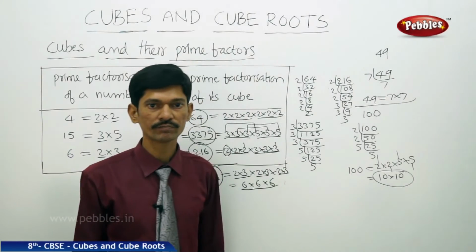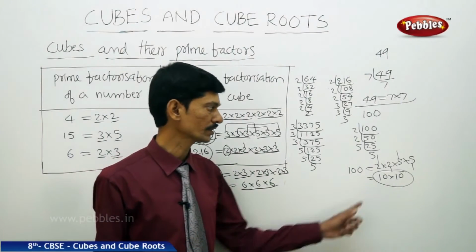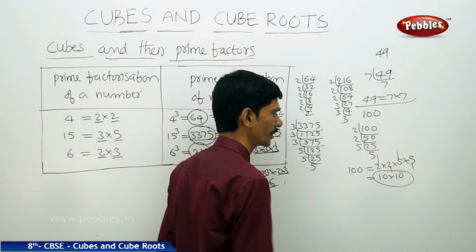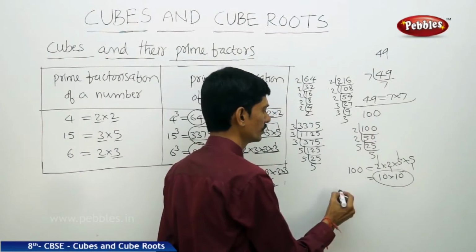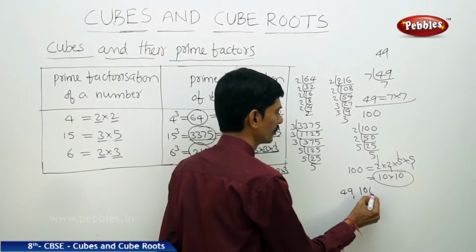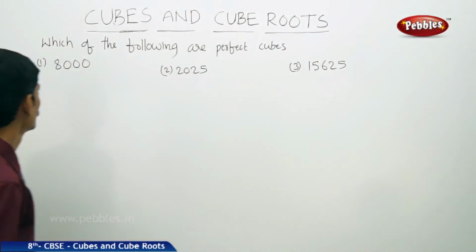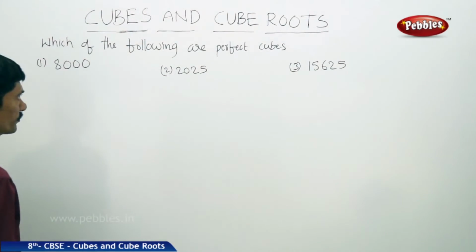So it is not a perfect cube, but it is a perfect square, because it is written as the product of two equal factors. So here 49, 100 are not perfect cubes. Now let us solve a problem. Which of the following numbers are perfect cubes?